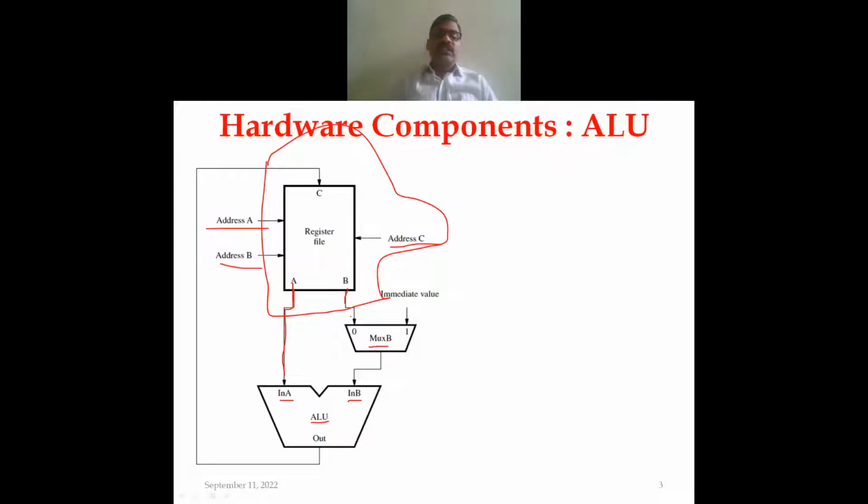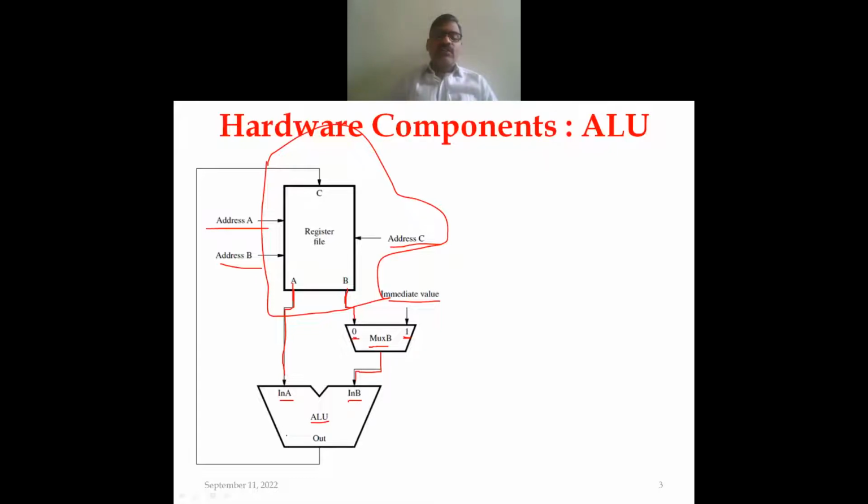Here we have a 0 bit and a 1 bit. If the 0 bit is enabled, the output of register file B is given as an input to the mux, and if there is an immediate value in the operand, then that is given as mux input signal 1. Based on that, the mux B output will act as the input to the arithmetic logic unit as in B.